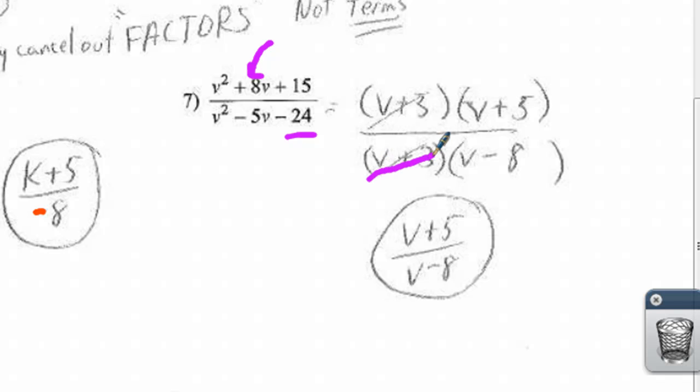Here we have the v plus 3 in common between the numerator and denominator. What's left over is my simplified answer. So that's all we're doing when we're simplifying a rational expression.